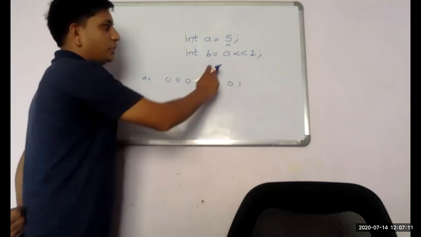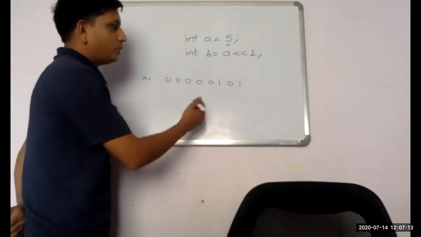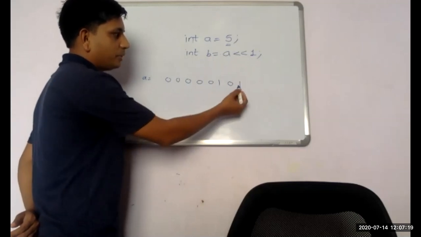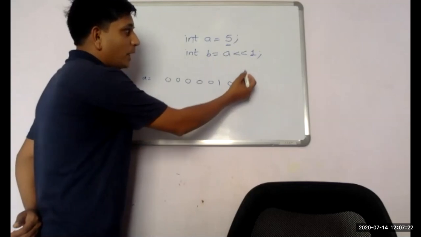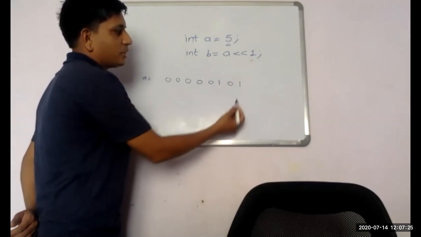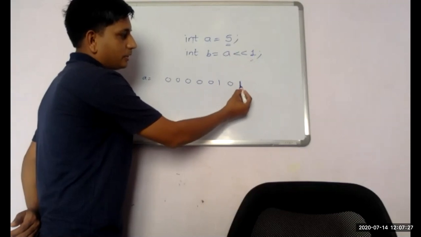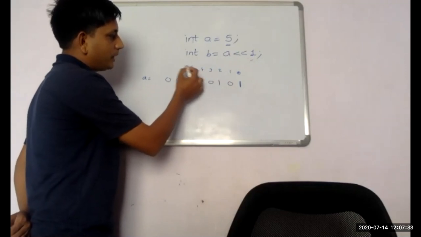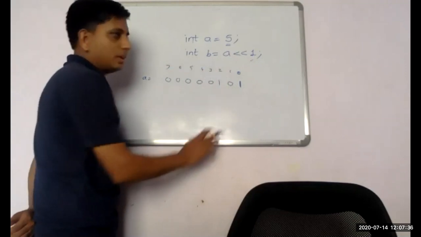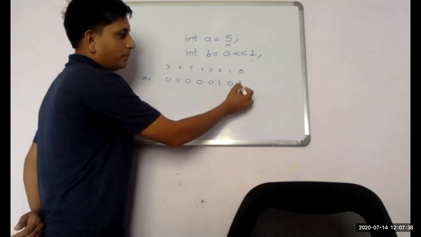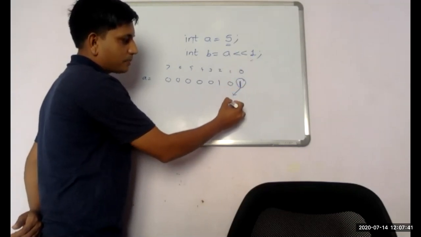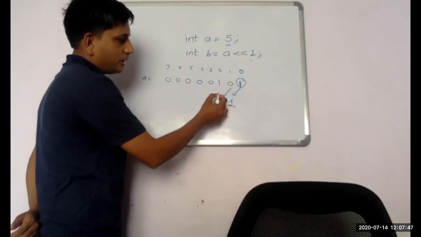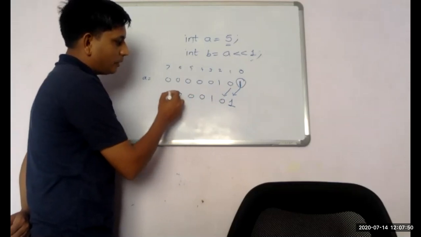Now if you need to find the value of B, what do you need to do here? You need to shift by 1. But what kind of shifting is it? Left shift. I'm writing the positions here: 0, 1, 2, 3, 4, 5, 6 and 7. Whatever bit is present at the 0 position is moved to the first position, the first position moves to the second position, so all bits are shifted by 1.